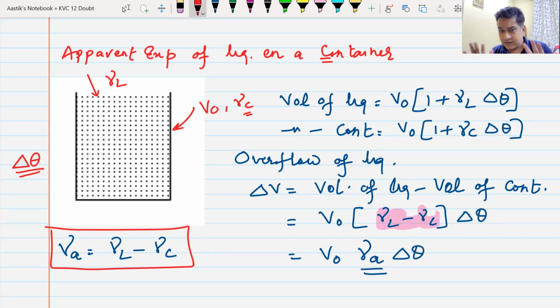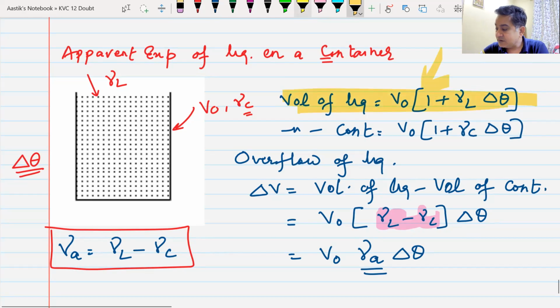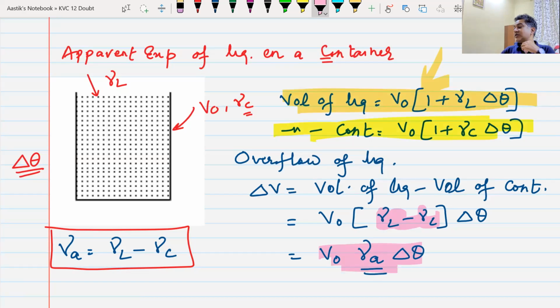Yes, sir. That's all that you need to understand about the apparent expansion. What I have written here, my dear friends, in this color, this is the real expansion of liquid. Do we understand this? This is what the liquid really expands, in this color. In yellow color, what I have written is the real expansion of solid. In pink color, what I have written is the apparent expansion of liquid with respect to the solid, or with respect to the container in which it is kept.